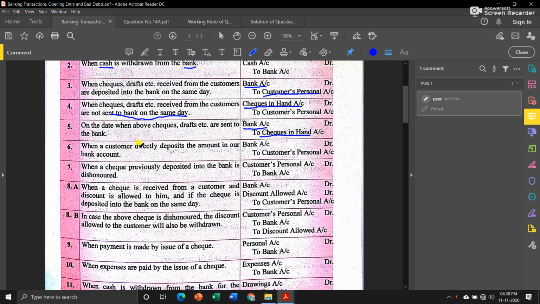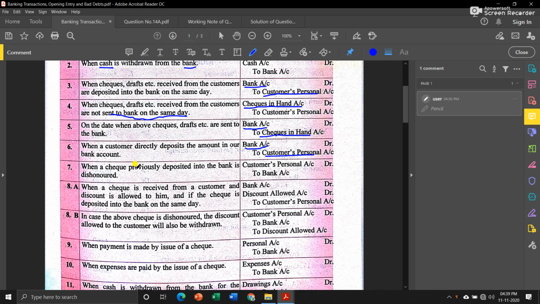The next is when a customer directly deposits the amount in our bank account. Sometimes it happens that when we sell goods, our customer, instead of giving us cash or check, directly deposits it in our bank account. So at that time we will pass journal entry, we will debit bank account because bank is receiving the money, and we will credit customer's personal account. Suppose I'm running a business and I sold goods to Mr. A. Then Mr. A deposited that amount into my bank account, so I will debit bank account and I will credit Mr. A's account.